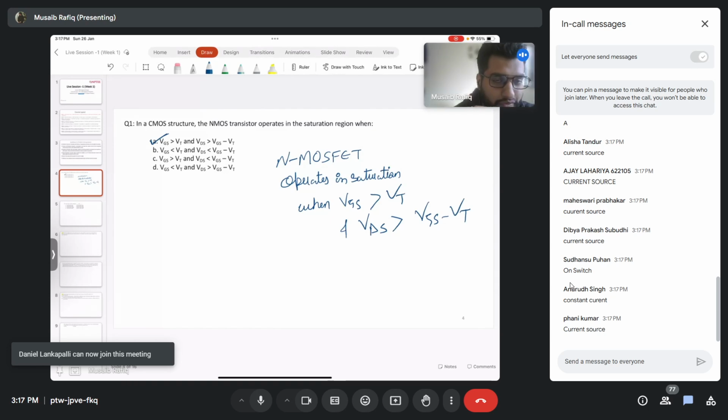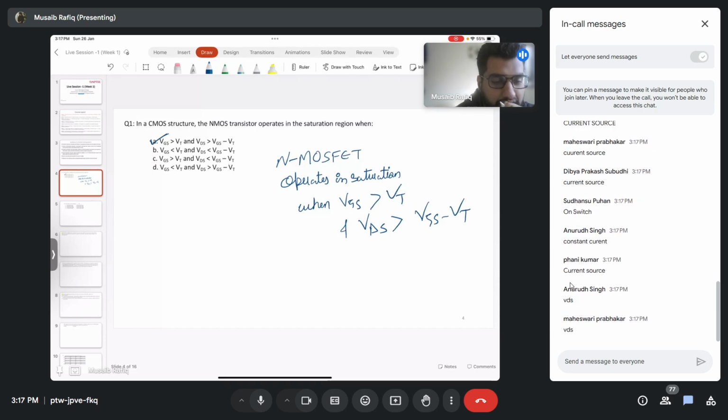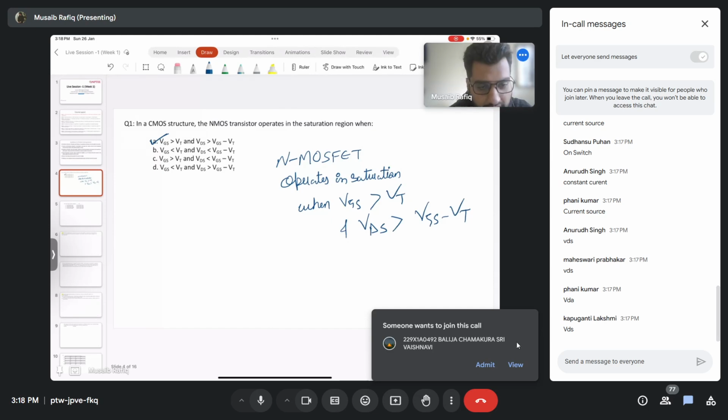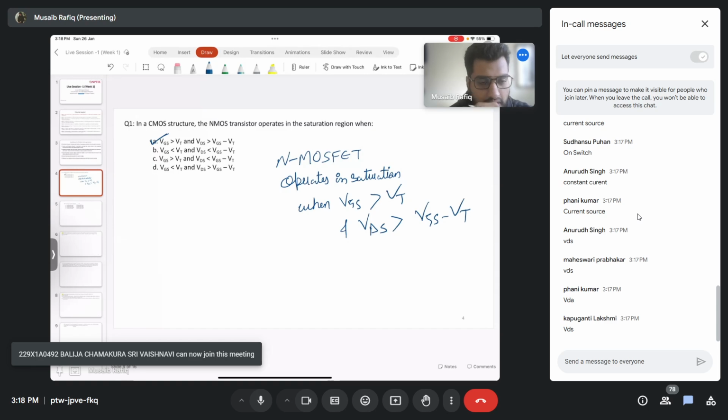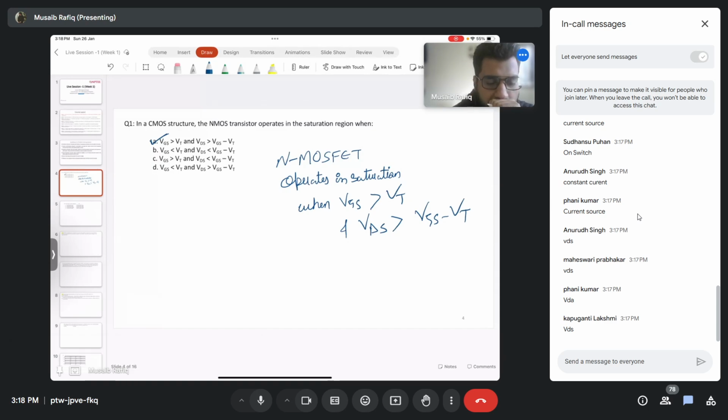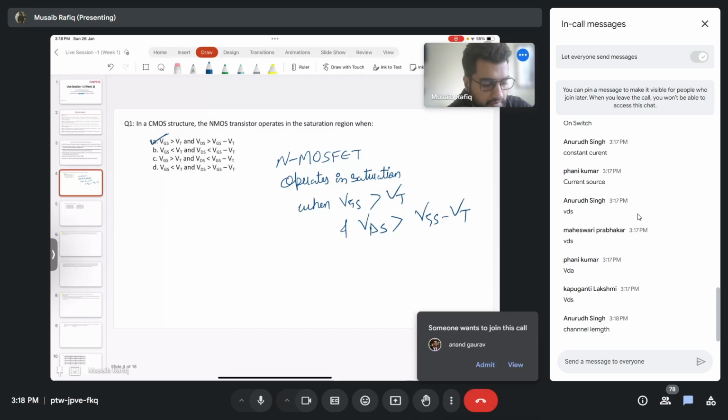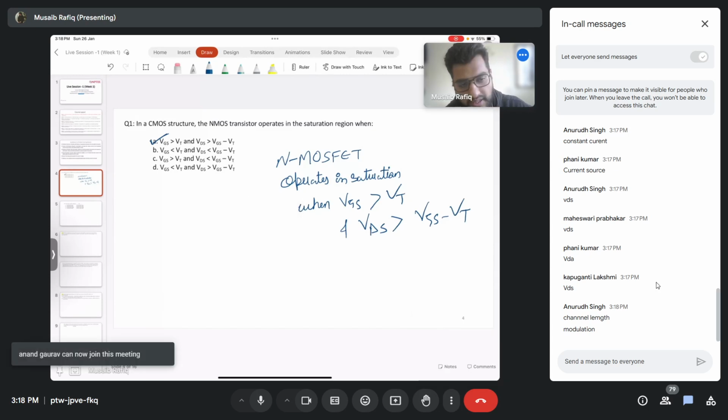When you say a constant current source, you are varying some voltage. Which voltage are you varying? Yes, VDS, thank you. The second question: we said it behaves as a constant current source in saturation, ideally, but there are some non-ideal effects. Can you name some of them? Yes, channel length modulation, CLM.